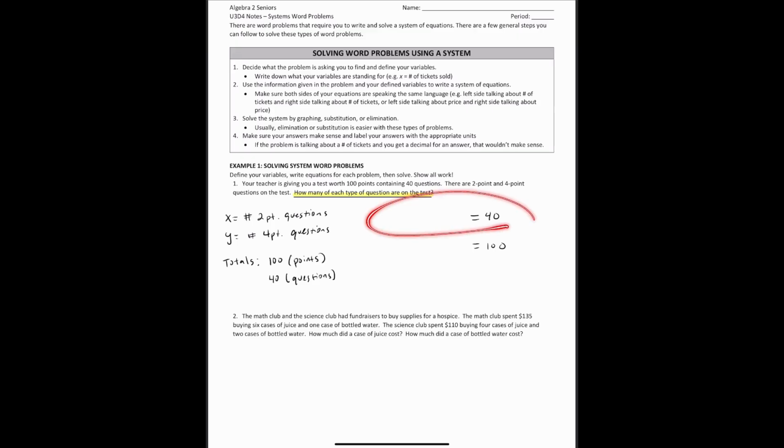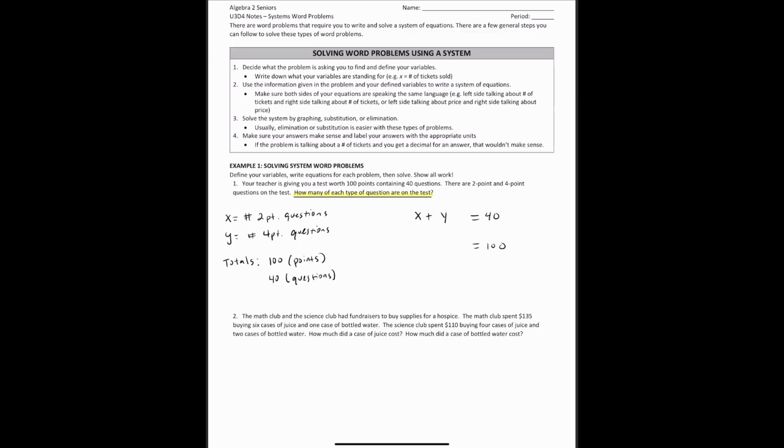So looking at the first equation over here, we have the right-hand side, we have the total, but we don't know what to put on the left-hand side. If we're talking about questions, do we know how many 2-point and 4-point questions there are on this test? No, that's exactly what we're trying to figure out, right? But we've already defined the variables. We've already defined the X and Y. X represents the number of 2-point questions, and Y represents the number of 4-point questions. So if we write X plus Y, then that should equal 40 questions in total.